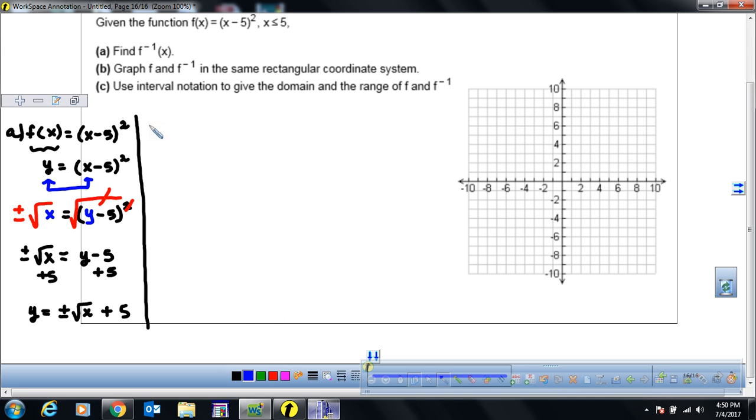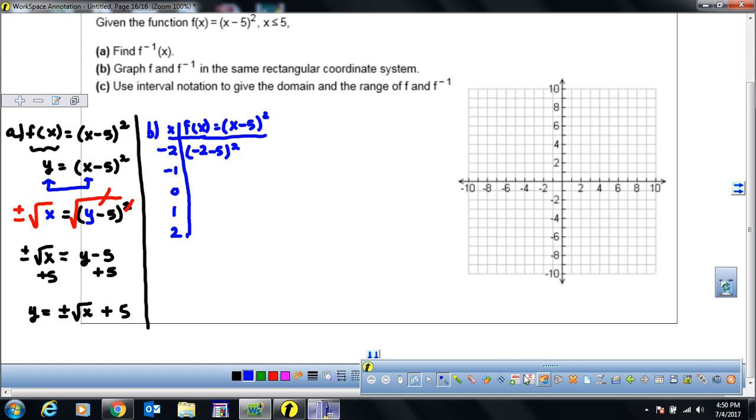Okay, so for letter B, we're going to create the table to sketch the graph of f of x, and f of x equals (x minus 5) to the second power. So let's create the table: -2, -1, 0, 1, and 2. So if I substitute this x, that's going to be (-2 minus 5) squared. Oh, wait a minute. But I also made a mistake right here.